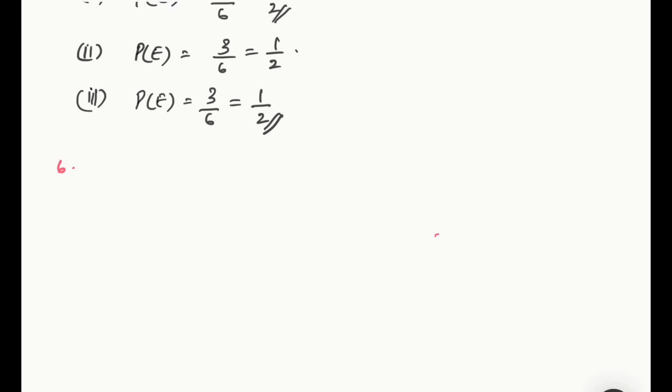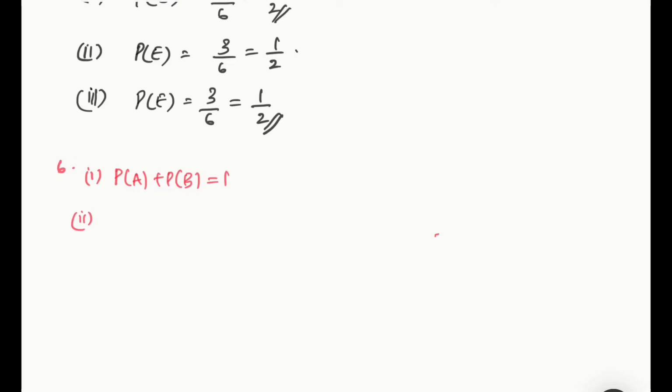If A and B are two complementary events, then what is the relation between P of A and P of B? That I already explained to you about complementary events. So P of A plus P of B will be equal to 1. This is the relation. Now that's the first sub question. What's the second sub question given to us?